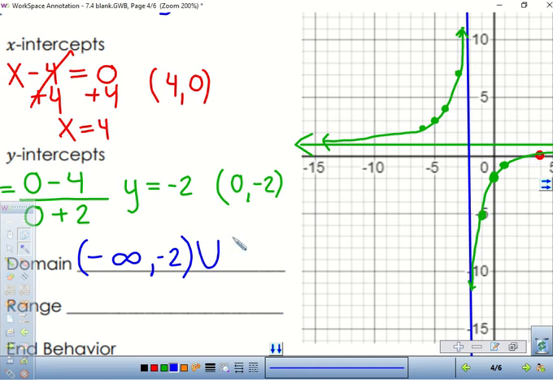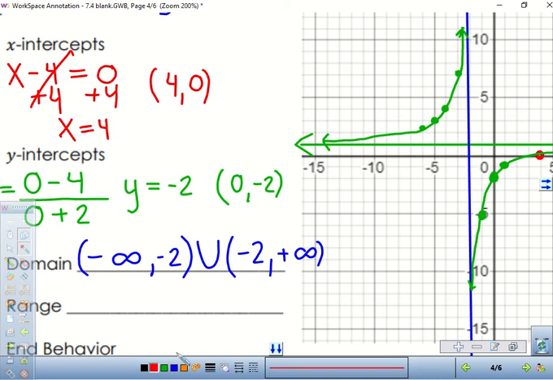So union, other side of -2 to positive infinity, the graph picks back up. So that's why we write it like that. That basically is another way of saying all real numbers except for -2. So it stops at -2, picks back up after -2 is over. It's like here and here, stops, picks back up. So that's how we would write our domain in interval notation for this type of situation.